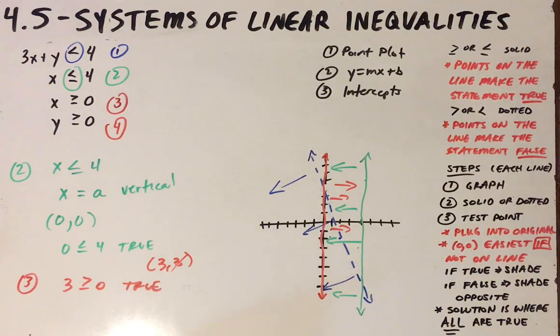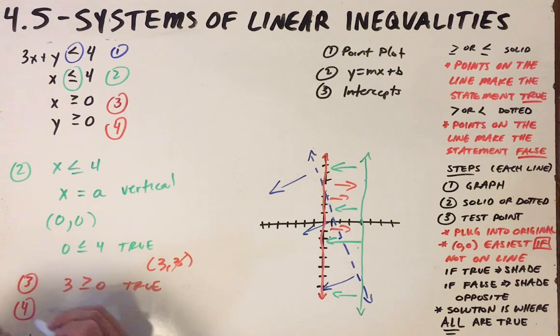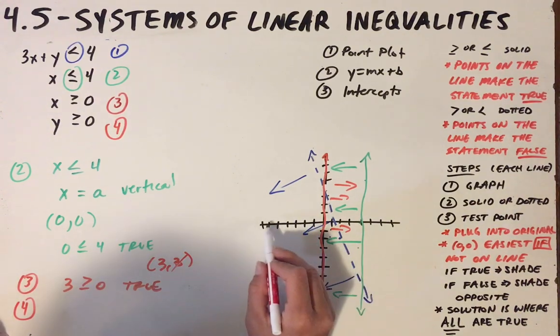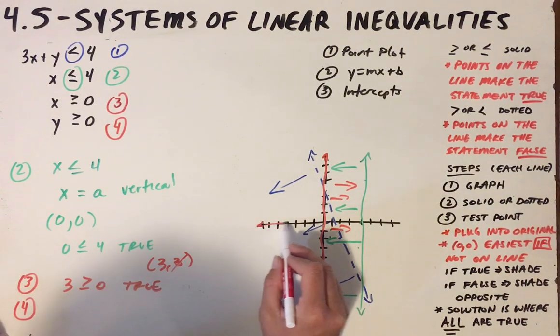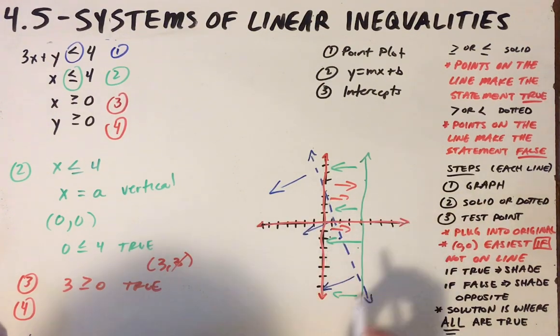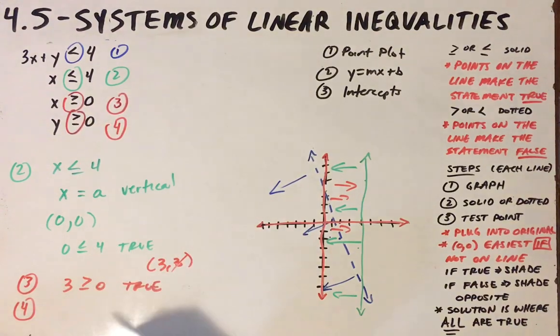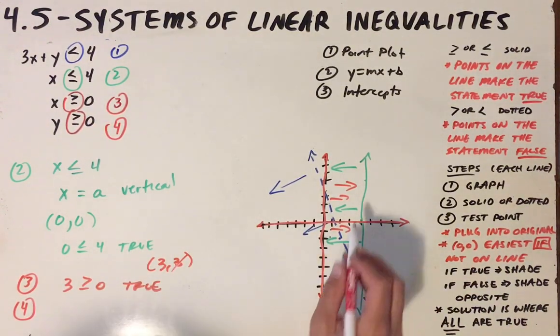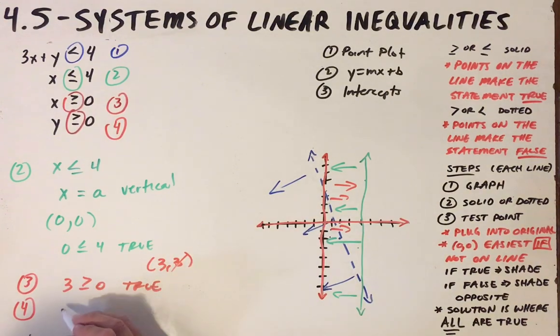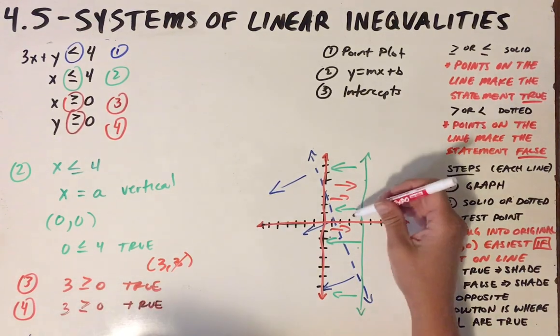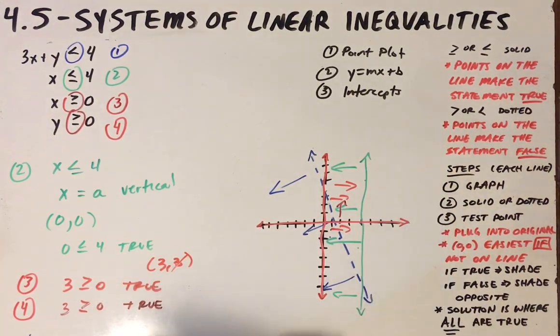Okay, and for y is also greater than or equal to 0, so I'm talking about the x-axis. Y is 0 right here. It's going to be solid for the same reason the other is solid. And for y, I'm going to plug in that point (3, 3) again, but this time it's going to be the value for y, so 3 is greater than or equal to 0, and that is true. So I'm talking about all of the values up here.